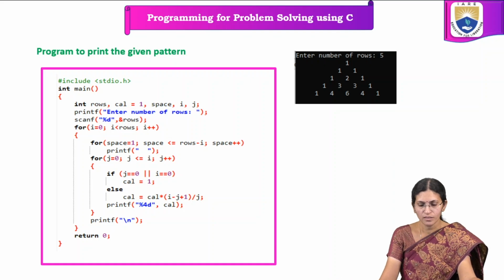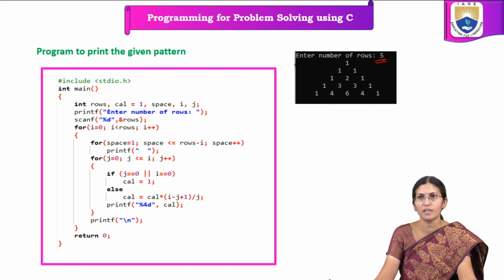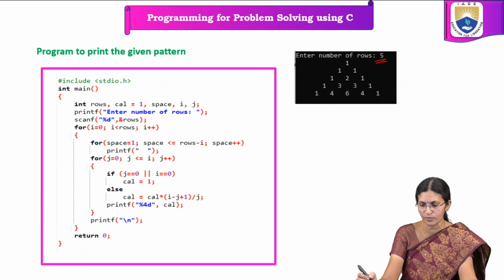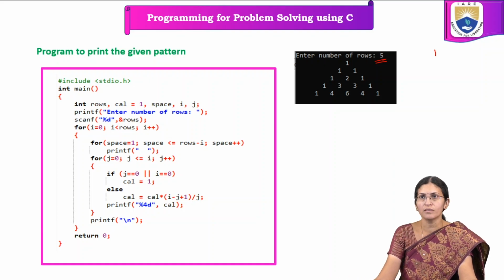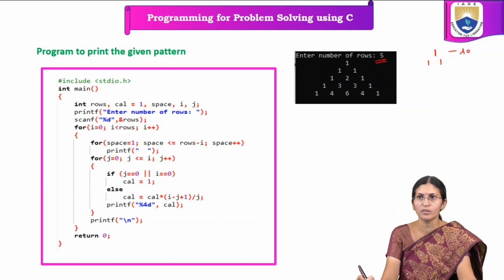Now the next pattern. This is another pattern, called Pascal's triangle. Pascal's triangle depends upon the number of rows entered by the user. This is one test case which is evaluated for the number of rows equal to 5. When the user enters the number of rows as 1, we'll get the output as 1. If the number of rows is 2, then 2 row values will be printed, and these are the 2 values which will be printed.